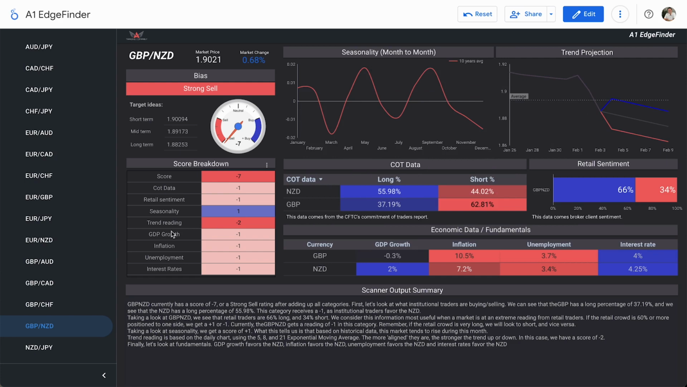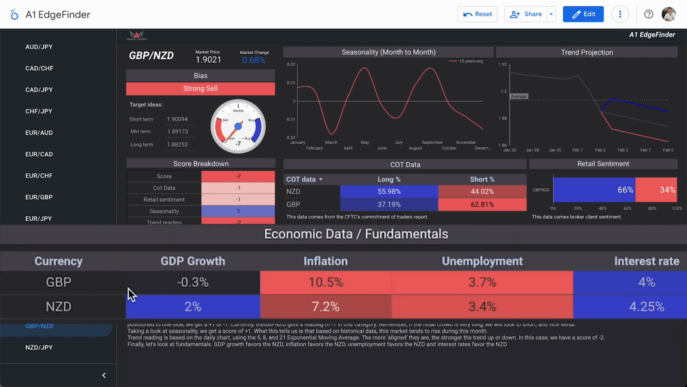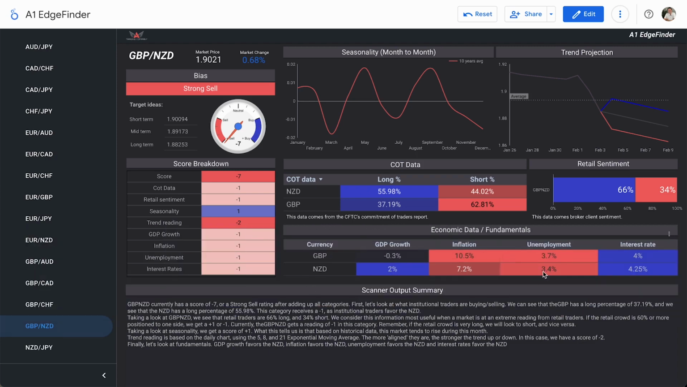Let's look at the fundamentals. GDP growth, inflation, unemployment, and interest rates, all scores of -1. We can get into those numbers right here. UK GDP growth -0.3% compared to 2% for New Zealand. GBP inflation 10.5% compared to 7.2 in New Zealand. UK's unemployment 3.7% compared to 3.4 in New Zealand. And lastly, GBP interest rates 4% compared to 4.25% in New Zealand. So New Zealand beating out the pound in all 4 of these metrics here, fundamentally speaking.